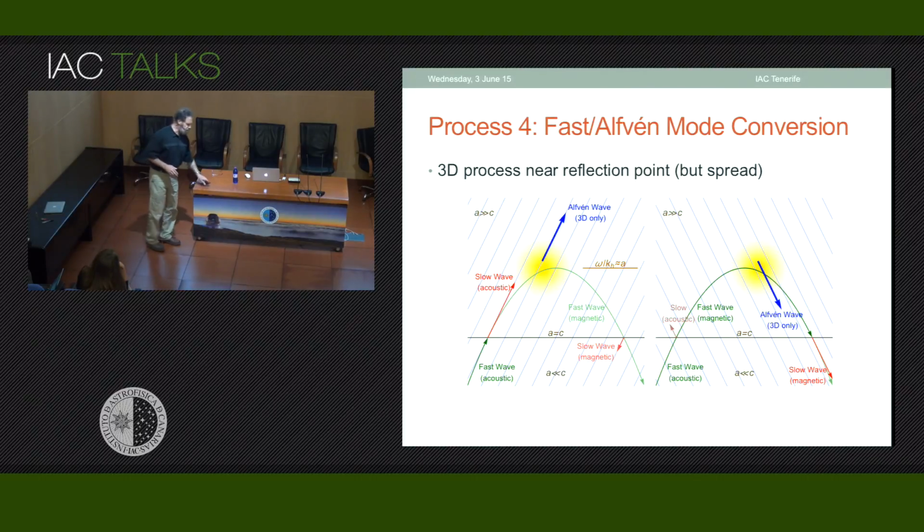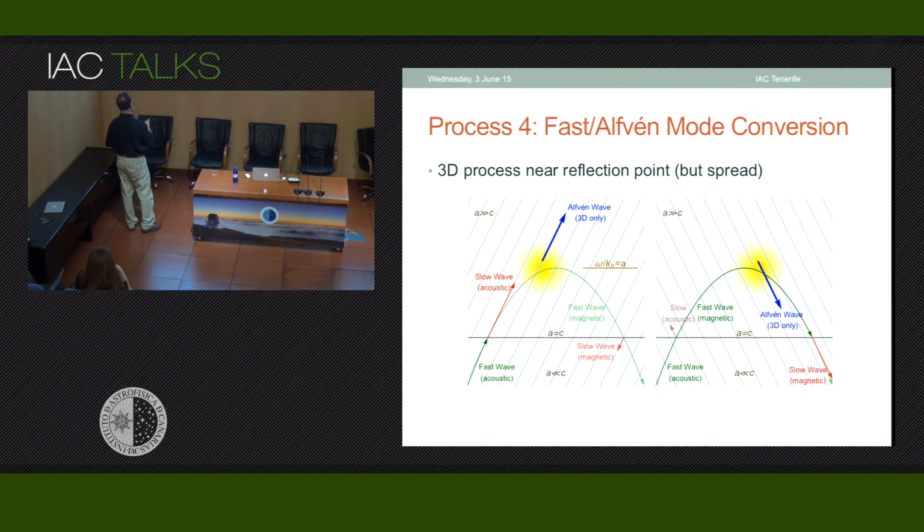The fast wave reflects. Why does the fast wave reflect? It reflects because its dispersion relation is basically omega is equal to AK, where A is the Alfvén speed and K is the wave number. So if you have a particular KZ, KX, then KZ becomes imaginary once you get above where the Alfvén speed is equal to the horizontal phase speed. So it's always going to reflect.